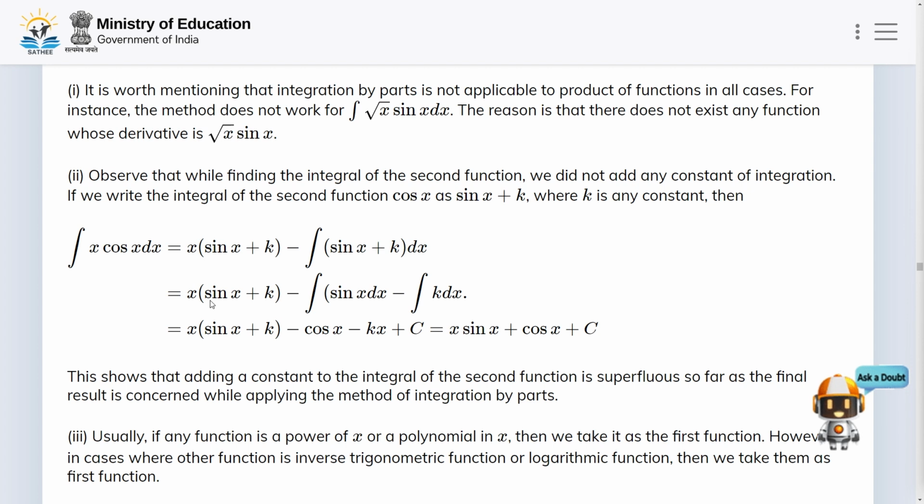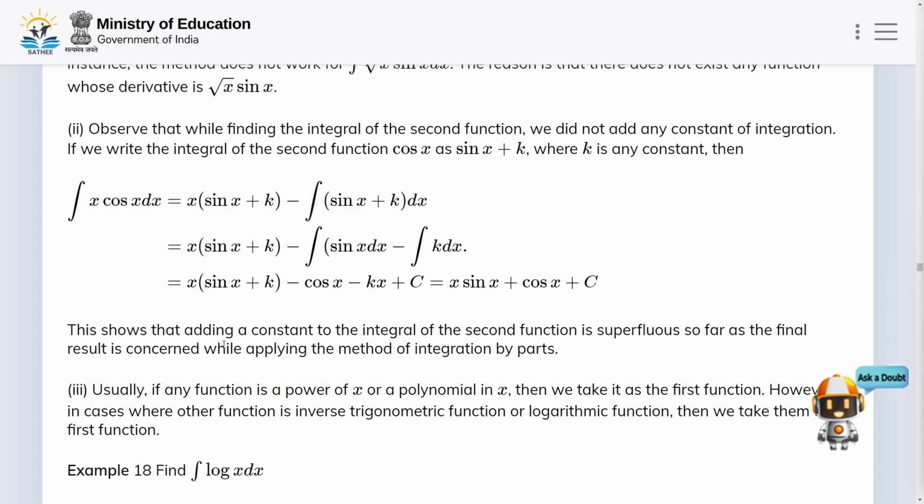Now integrate them. What you can get is x times (sin x plus k), minus cos x minus kx plus c. Now as you can see what is happening, multiply: what you can get is x sin x, plus cos x, and minus kx and plus kx will be cancelled. So you are only left with plus c.